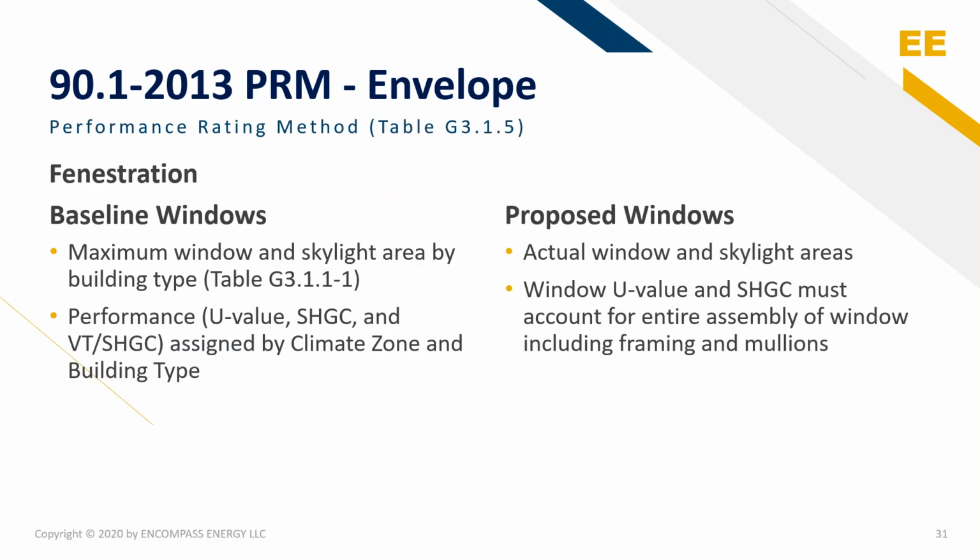In terms of windows, depending on the type of building, you have a maximum window and skylight area. And then there's also performance assigned values. So you have U value, solar heat gain, and visible transmittance, again, by climate zone and type, whereas your proposed design will be your actual windows and your actual skylight area. And it must account for the entire assembly, so including frames. This is something that is being checked more and more by building officials and code officials, and LEED as well, to make sure that the assembly values are being used for windows. So it is something that is being checked in more detail now.